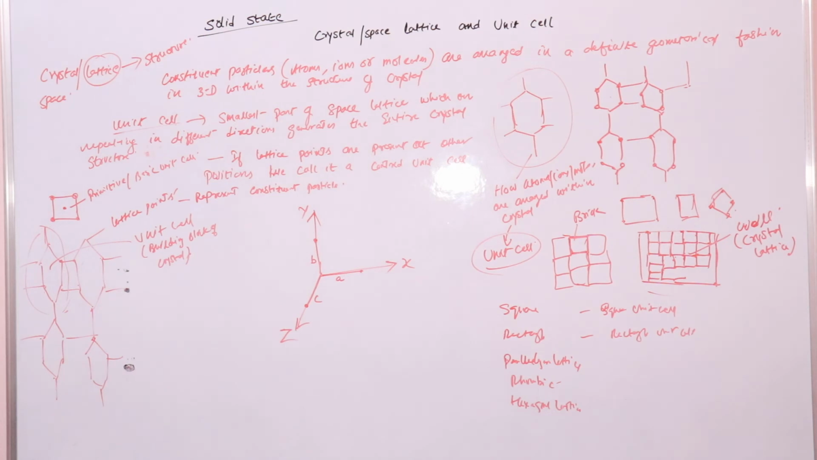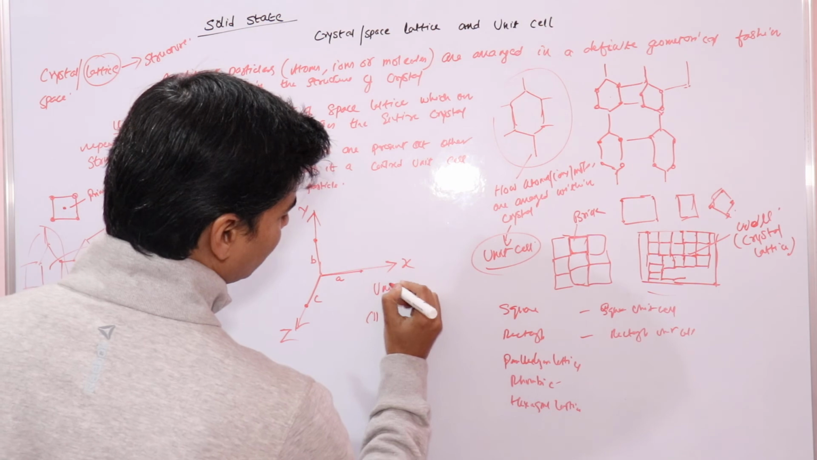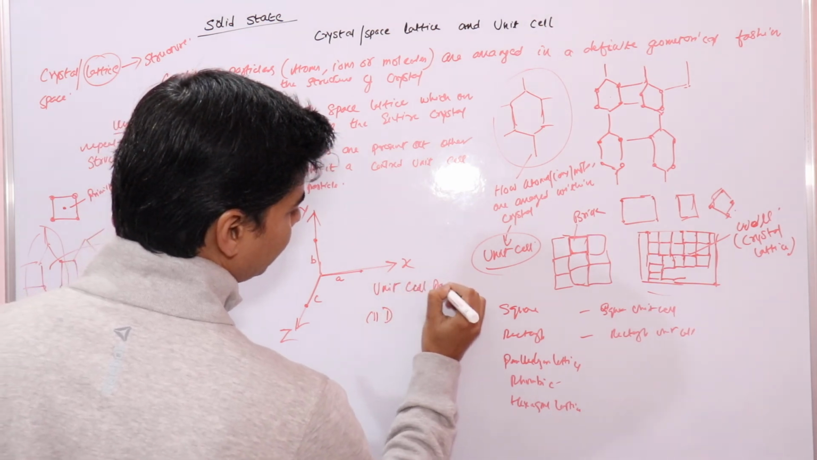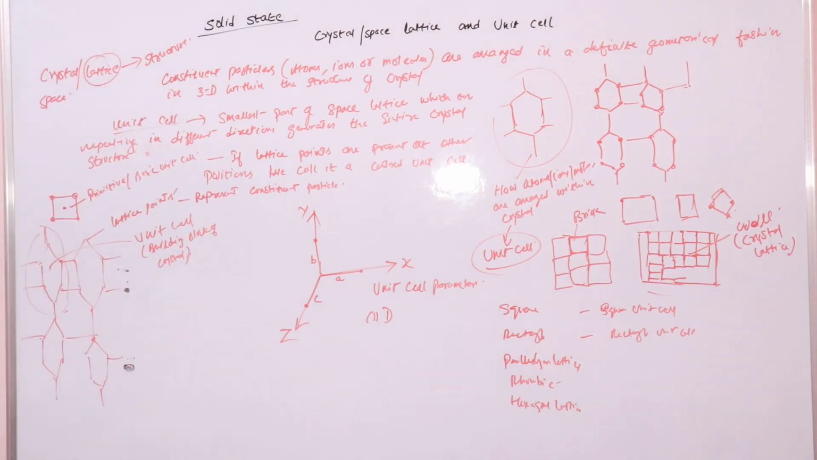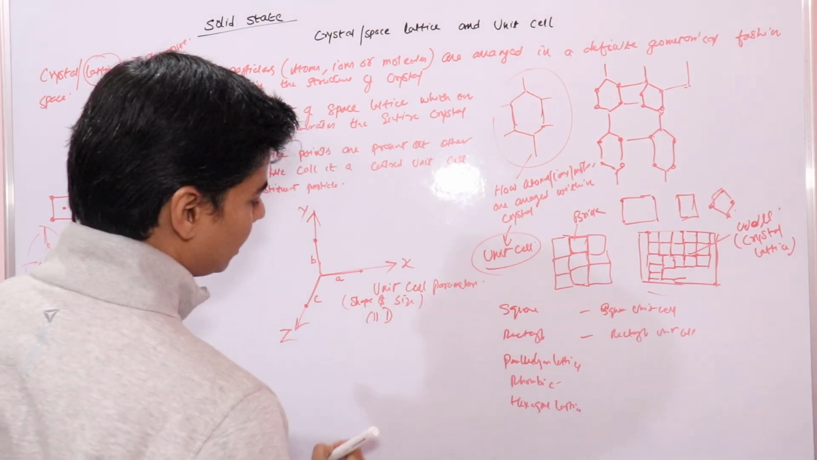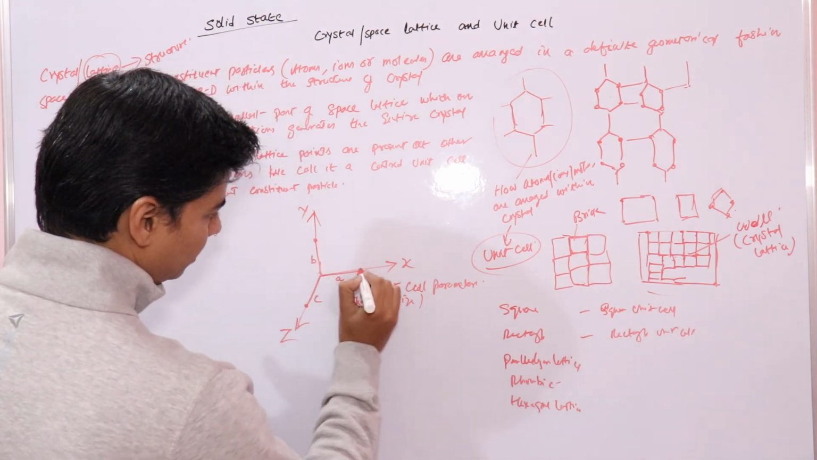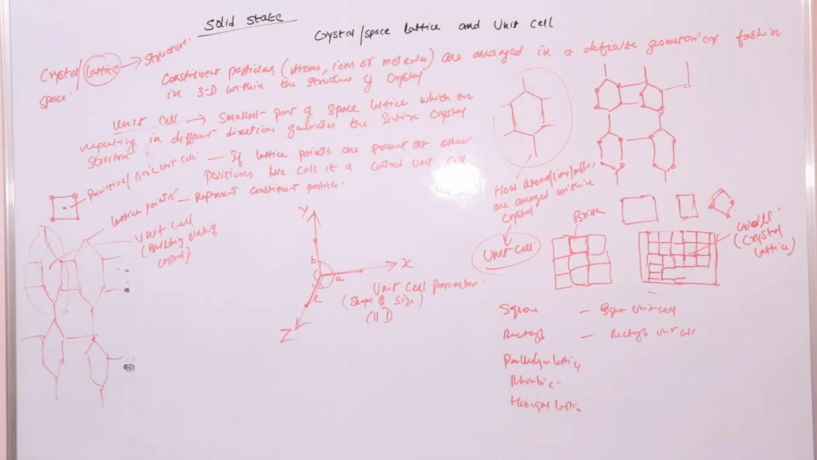We have 3 edges. These are the parameters of the unit cell, right? So its dimensions along the 3 edges A, B and C represent the dimensions of the unit cell. What we are basically discussing is unit cell parameters, and these unit cell parameters decide the shape and size of the unit cell. These are the length of these 3 edges and the angle between them, right? So there are 2 unit cell parameters.